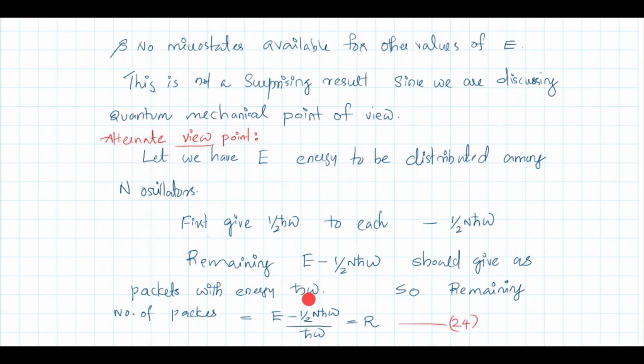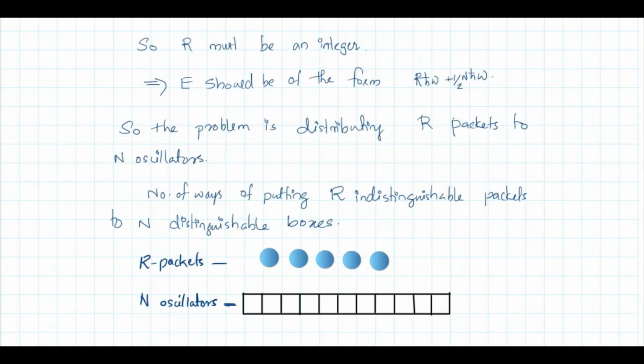Then how many packets will be there? E minus half n h cut omega divided by h cut omega. This will be the number of packets. Let it be R. Then we can write E as R plus half n into h cut omega. Now the problem is distributing R packets to n oscillators. How many ways are there in order to distribute R packets to n oscillators?